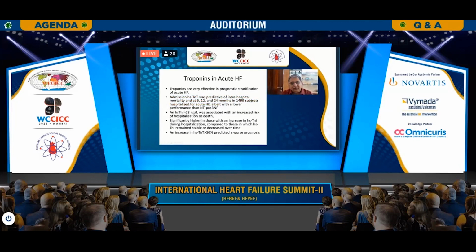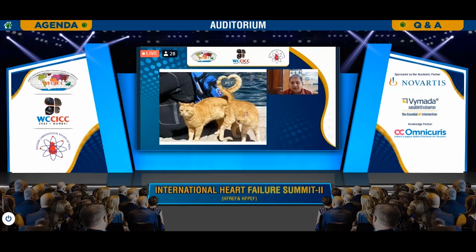HS-TnI of more than 23 nanograms per liter was associated with an increased risk of hospitalization and death, and an increase of HS-TnT of more than 50% predicted a worse prognosis. So this is another biomarker which can be used. PCT, which is not actually a heart failure biomarker, but is a very important estimation.